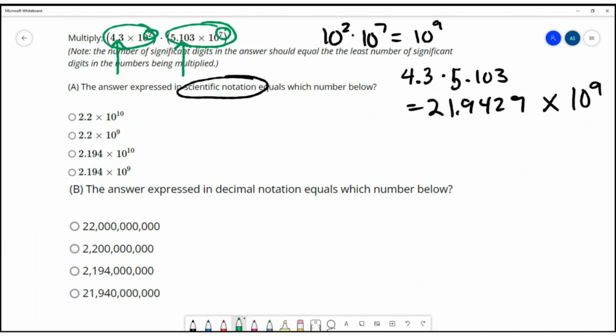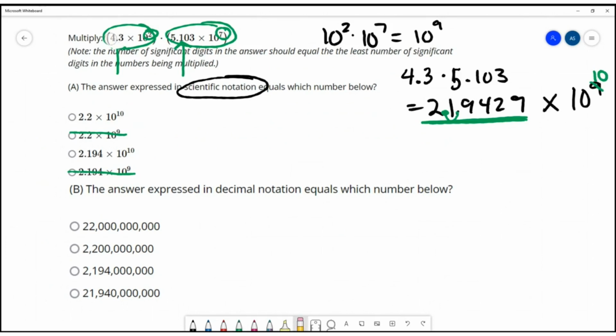The number that we have here doesn't follow the rule because this number is not in between 1 and 10. So we have to make an adjustment. So we're going to move the decimal place one place to the left, and that makes this number smaller, so this one becomes bigger to compensate for it. So we moved it one decimal place to the left, we added 1 to the power because of that. So we can eliminate these two choices because they have the wrong power on our 10. And then we need to think about significant digits.